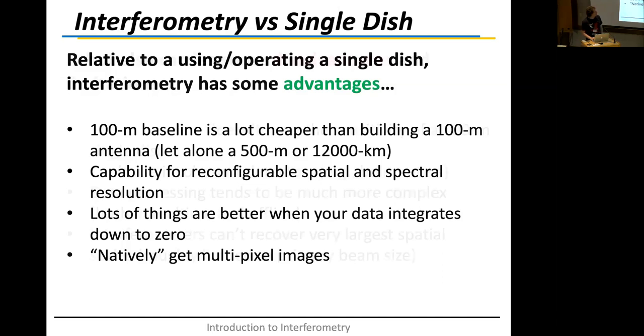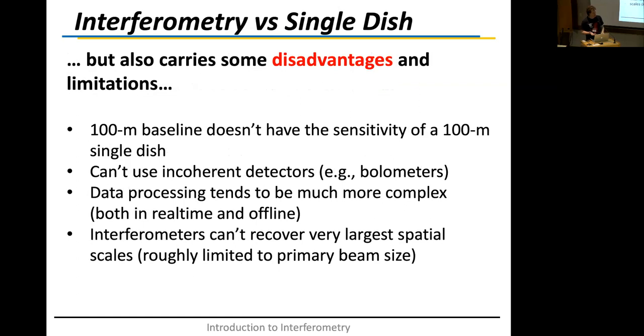There are a couple of disadvantages with an interferometer, mostly relating to sensitivity. A 100 meter baseline is not nearly as sensitive as a 100 meter dish. And we can't use incoherent detectors, so things like bolometers, which tend to be a bit more sensitive just in terms of raw sensitivity. Data processing is a bit more complex, as some of you will learn later this week, both for the real-time and offline aspects.